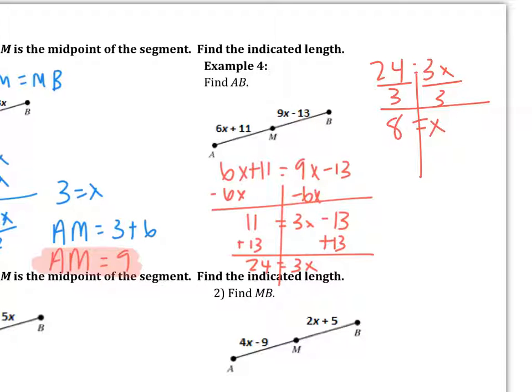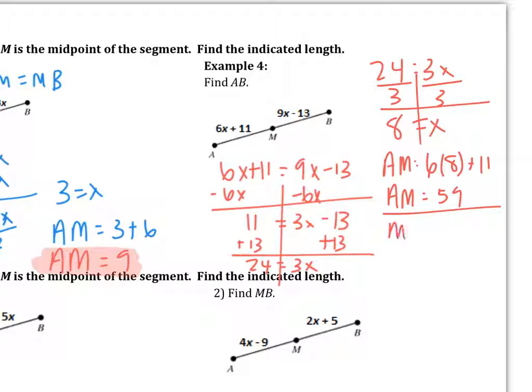So now they want us to find AB. So we need to plug in the x and see what we got. So I'm going to start with AM equals 6 times x, which is our 8, plus 11. AM equals 6 times 8 is 48, plus 11 is 59.